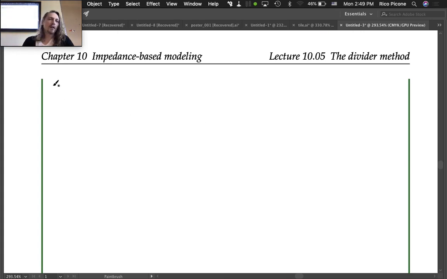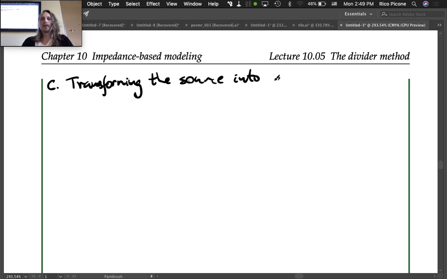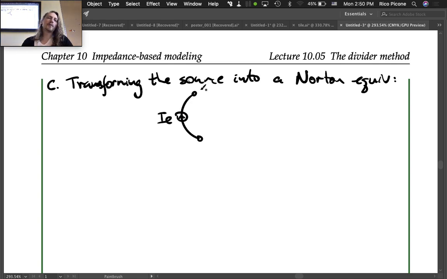So, transforming the source into a Norton equivalent, we're going to get a through variable source, a current source. I'll call it IE, the equivalent current source, in parallel with Z. I can't call it ZE, I guess. I'll call this Z.